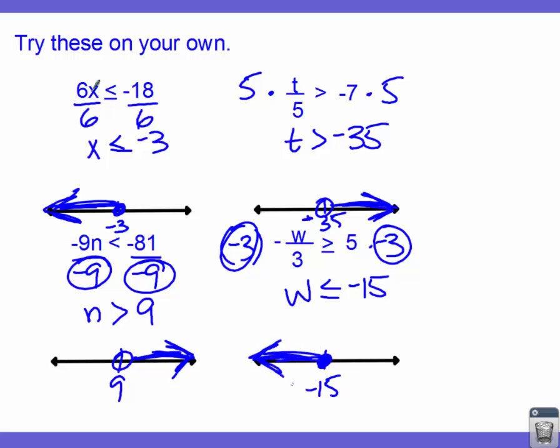So if we have just a regular problem where the number that's with our variable is positive, it just slides right on by the inequality and we don't do anything. But if the number we're multiplying by or dividing by has a negative, our inequality is going to flip. So remember that. Until next time.